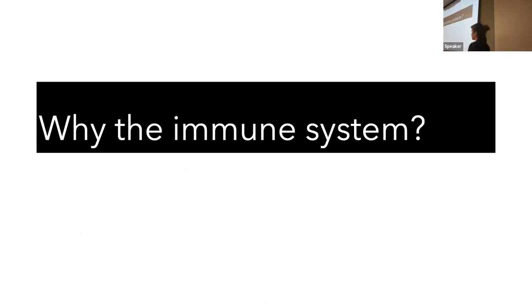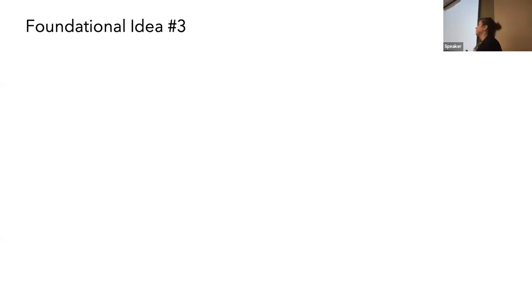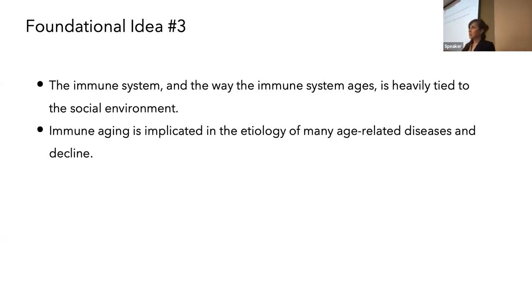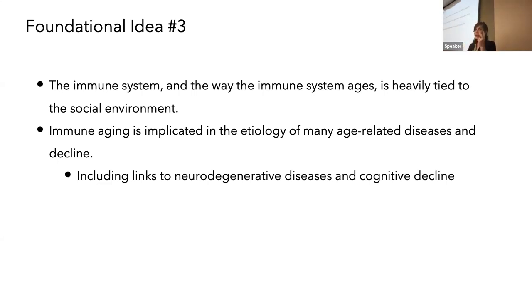So why do I look at the immune system? It's a terribly complex system. It's really hard to understand. There are so many parts of it. Why would I look at this? So the immune system and the way the immune system ages is heavily tied to the social environment. I'm going to show you evidence of that today. And it's implicated in the etiology of many aging-related diseases and declines. And in fact, some of this work has been done with folks sitting in this room. Like the links to neurodegenerative disease and cognitive decline.